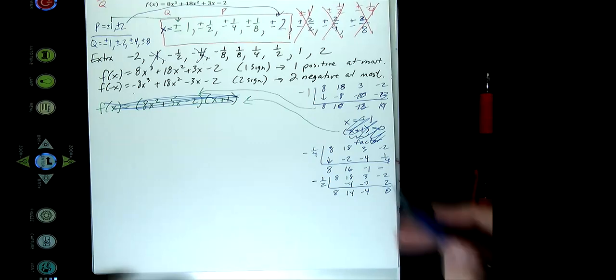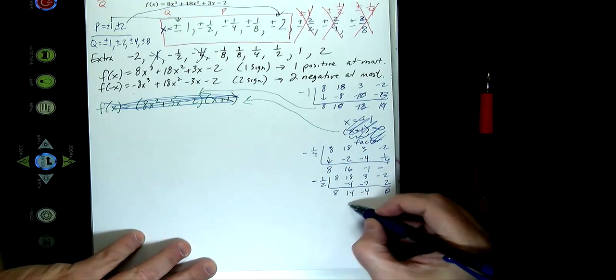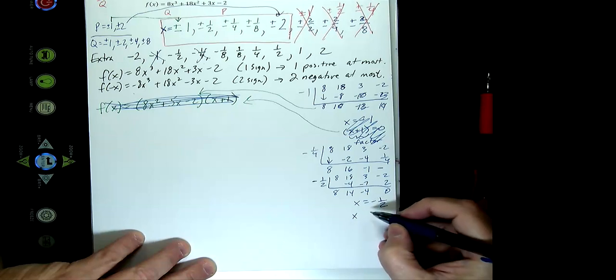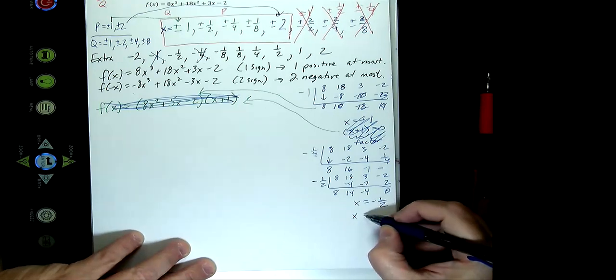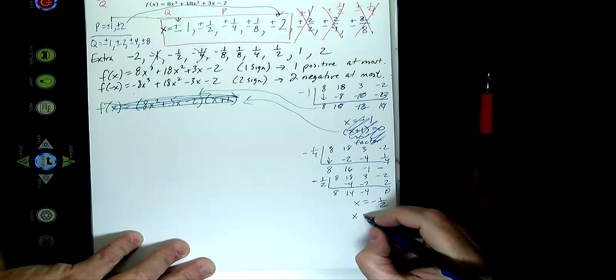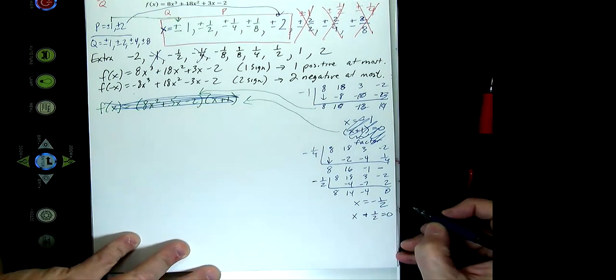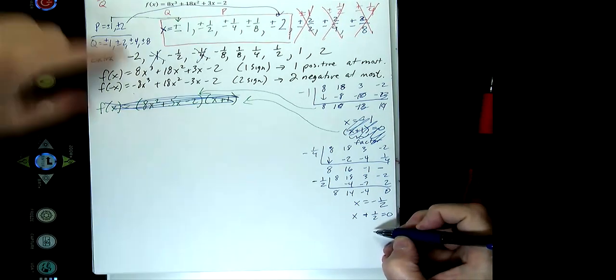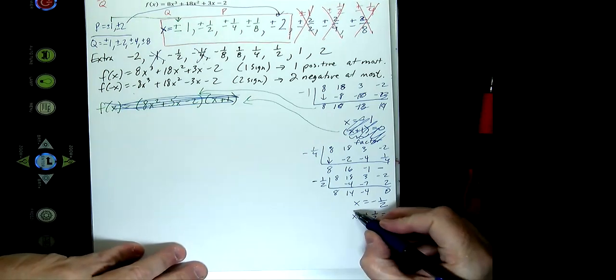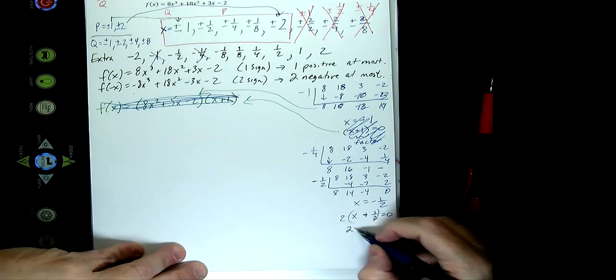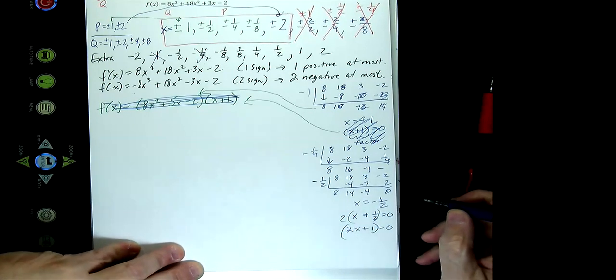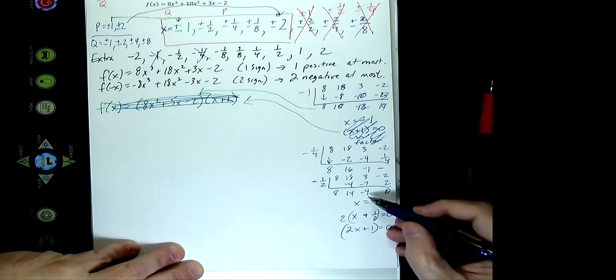All right, so x equals -1/2 is a root, which means x plus 1/2 is a factor, and that's kind of lame. We don't have fractions in the answer, so I'm going to clear the fraction by multiplying by 2, and I've got 2x plus 1 equals 0. That's going to be a factor.